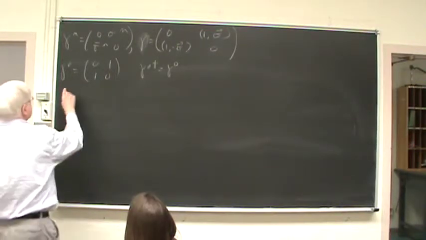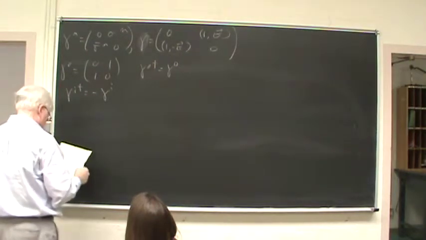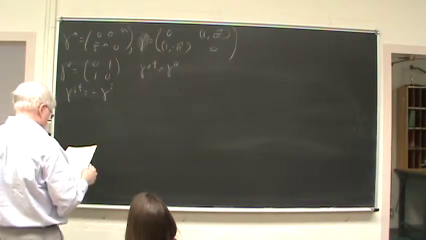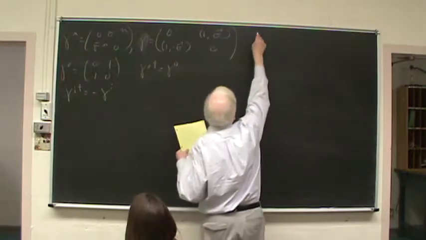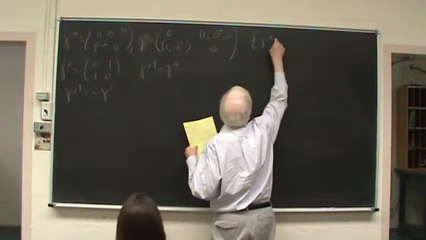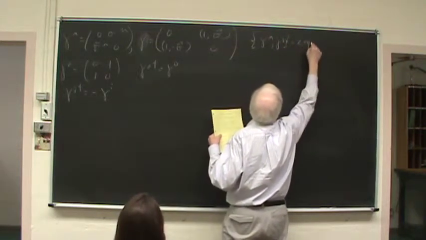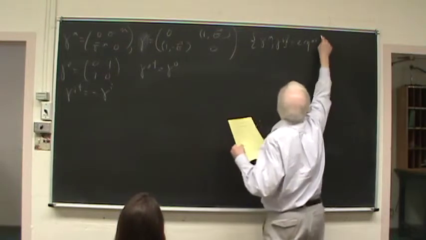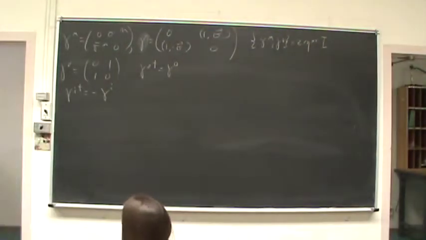Anyhow, the point is that γ^i adjoint is minus γ^i. And of course, as you know, whenever one talks about gamma matrices, the anticommutator gives 2η^μν times I, where I is the 4x4 identity, and η is the metric of space-time in whatever metric you're using.